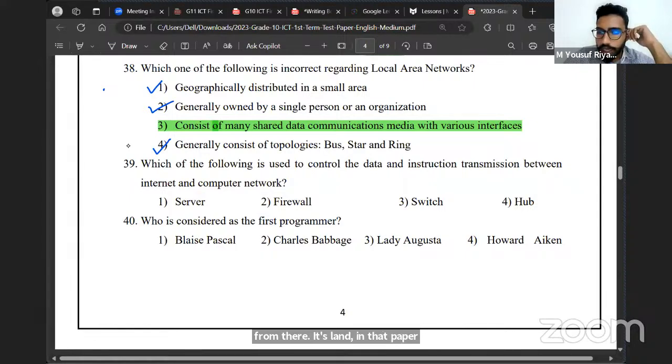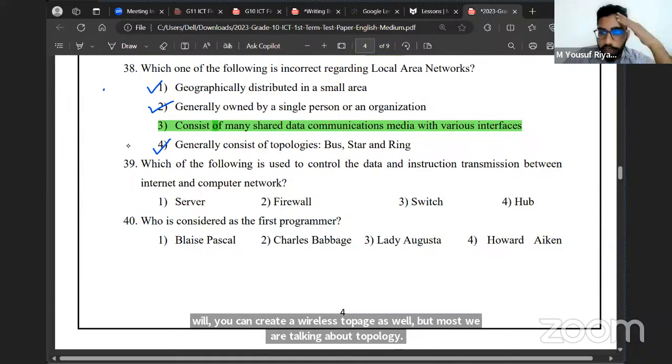Is all topology a LAN? Mostly, topology is a LAN. You can create a wireless topology as well, but when you're talking about topology, it's a LAN. But that doesn't mean always.